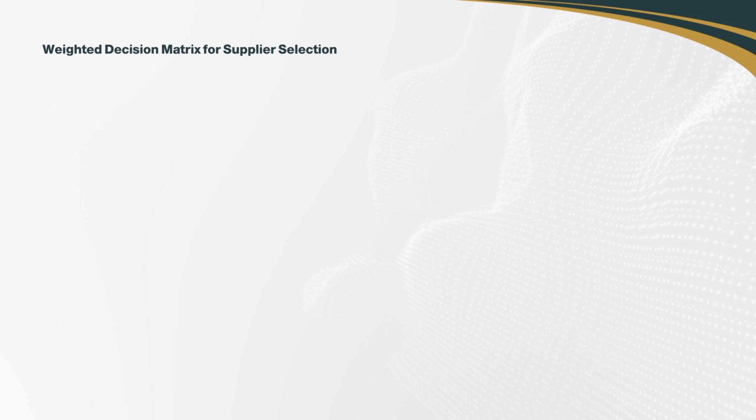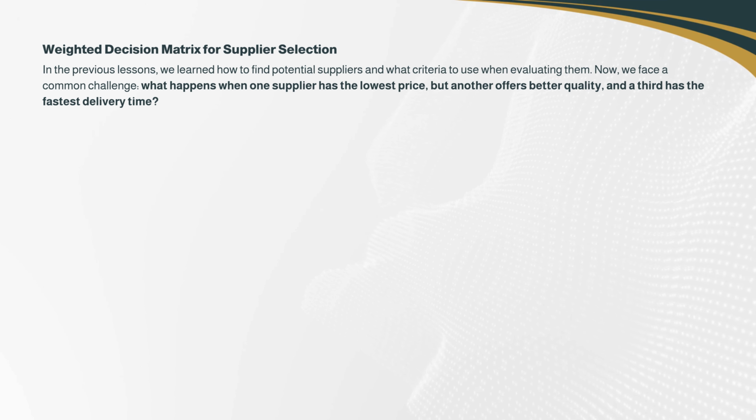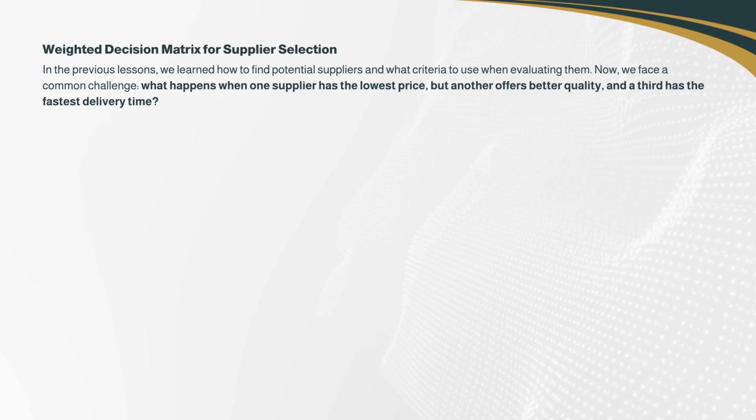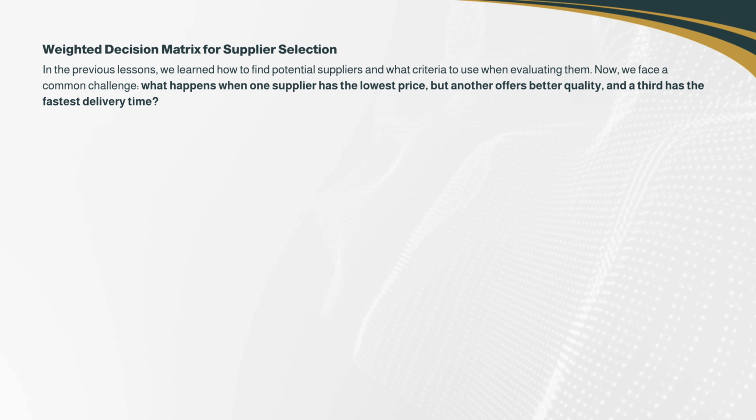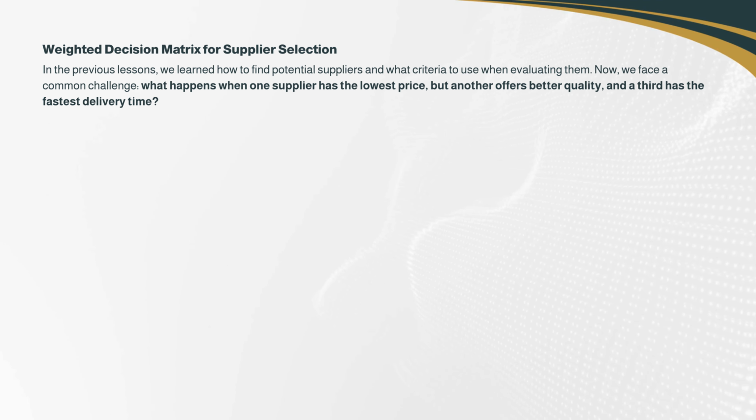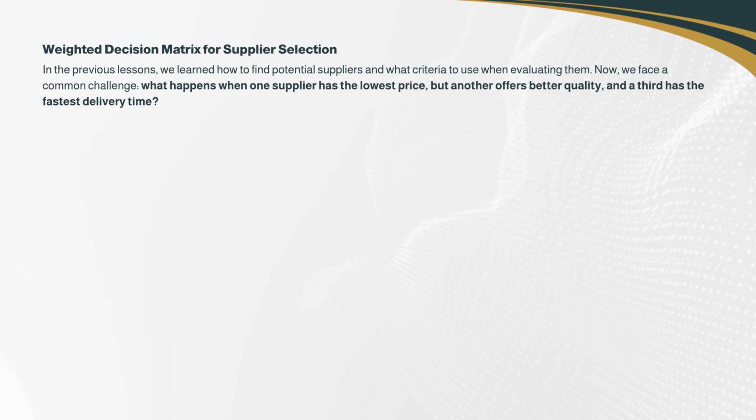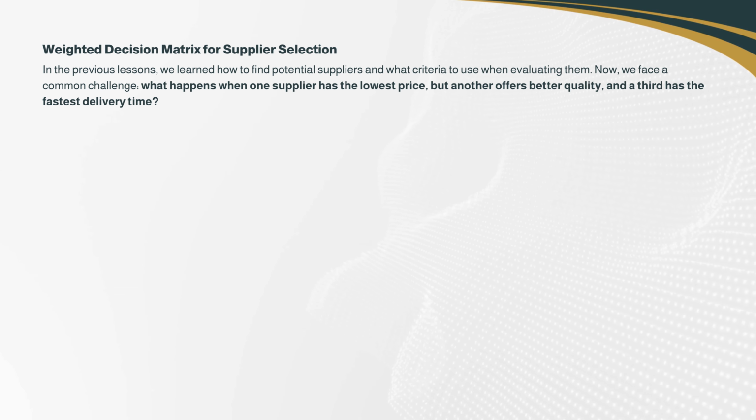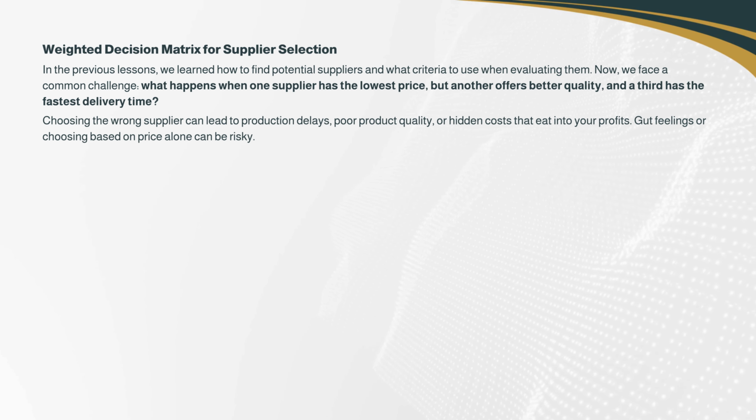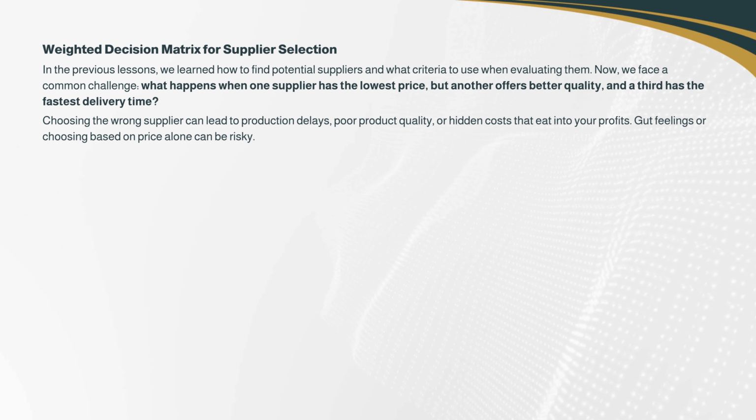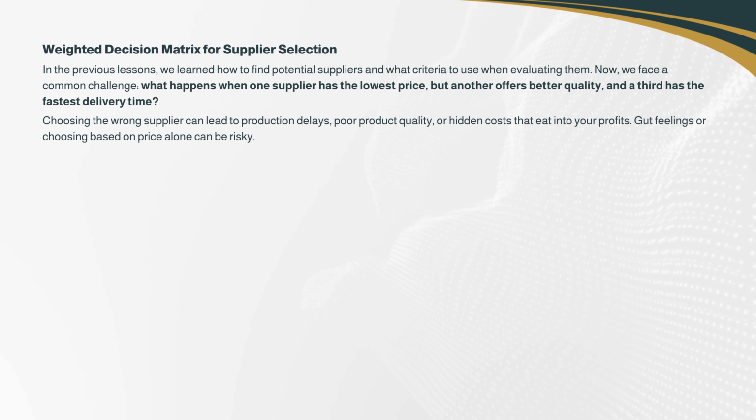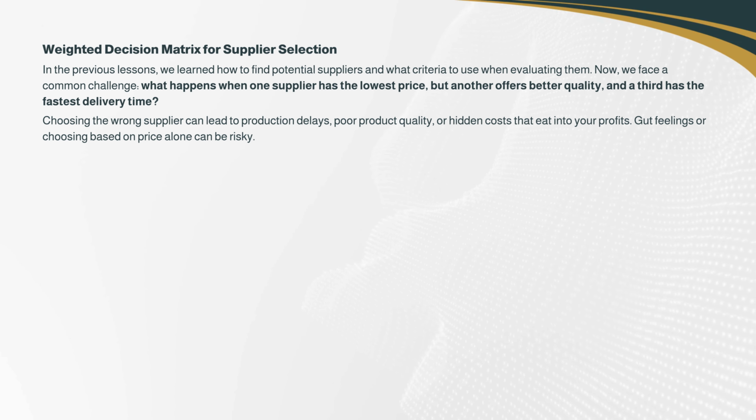Weighted Decision Matrix for Supplier Selection. In the previous lessons, we learned how to find potential suppliers and what criteria to use when evaluating them. Now, we face a common challenge. What happens when one supplier has the lowest price, but another offers better quality, and a third has the fastest delivery time? Choosing the wrong supplier can lead to production delays, poor product quality, or hidden costs that eat into your profits. Gut feelings or choosing based on price alone can be risky.